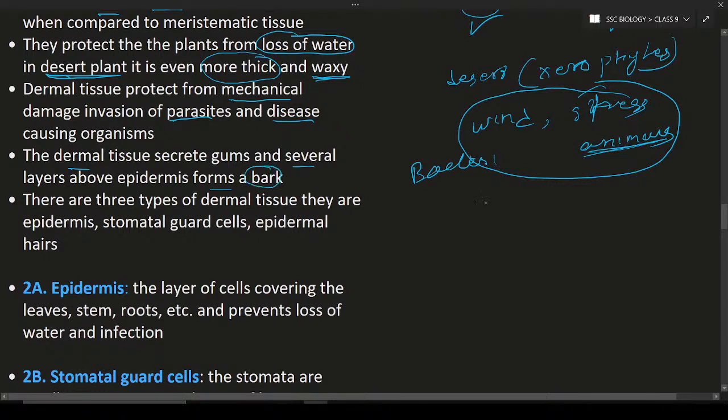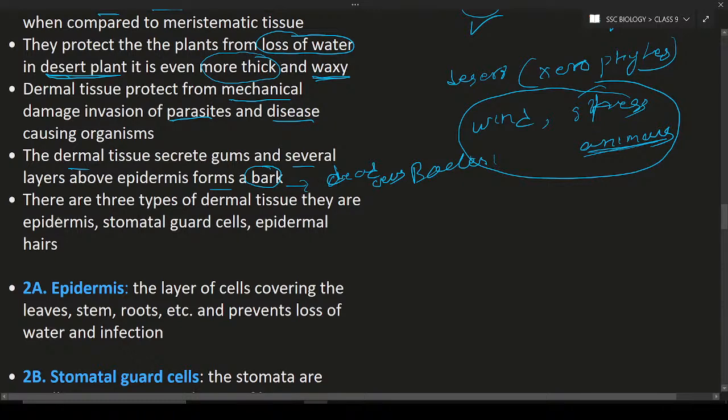Okay, bark is nothing but, in the plant body, on the plant stem. On the roadsides you might have seen that on the plant stem there is a bark. Bark is nothing but dead cells. These dead cells are present on the outer side of the tree.